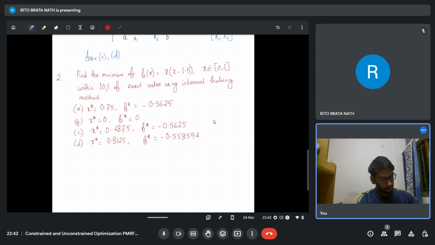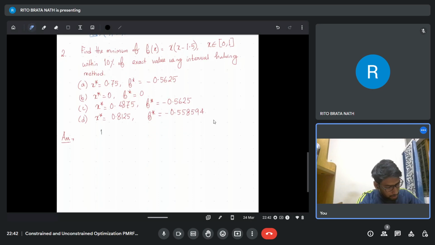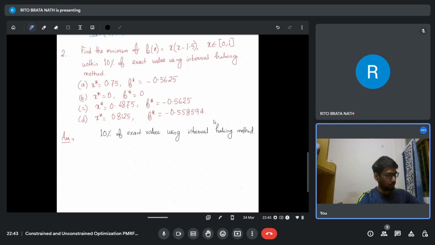Okay, so for this one, first what you have to do, notice that 10% of the exact value, so that's the keyword here, using the interval halving method. So you need to determine how many points or how many function evaluations you have to make here in order to achieve this. So let me just quickly check what is the formula. Yeah.